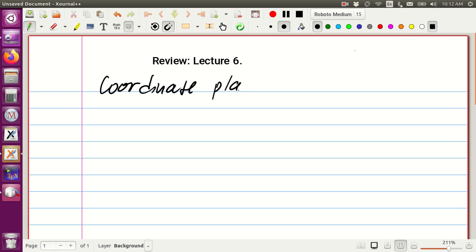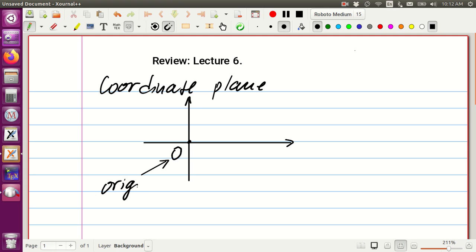And coordinate plane is easy to understand. If you take a point, which is usually called origin, and draw two perpendicular lines through it, this would be origin, which is usually denoted by letter O from word origin. And this line is usually called y-axis. And this line is usually called x-axis.